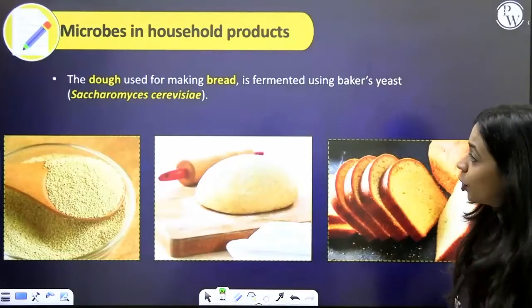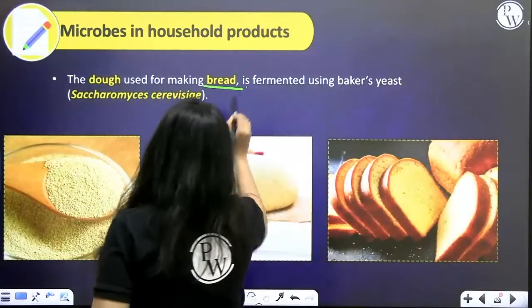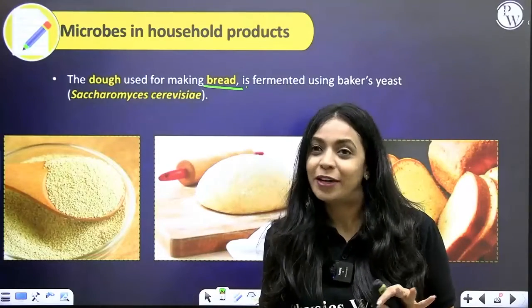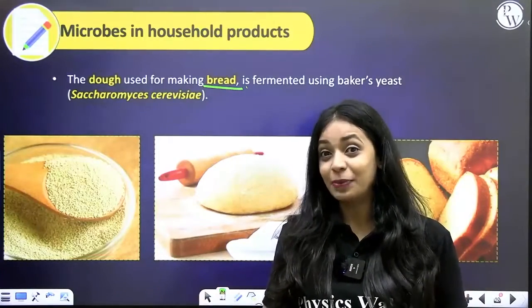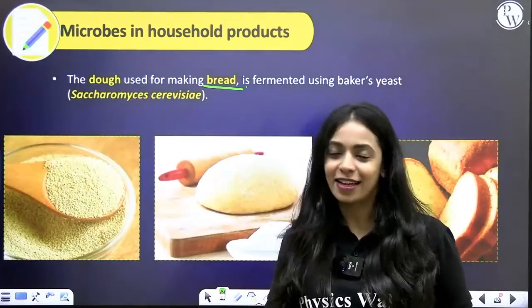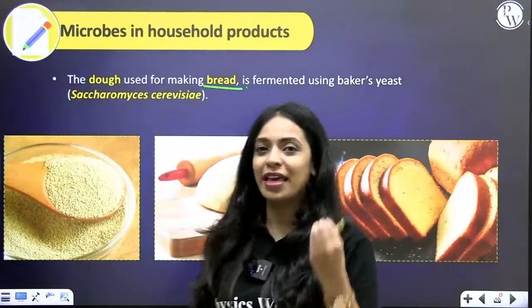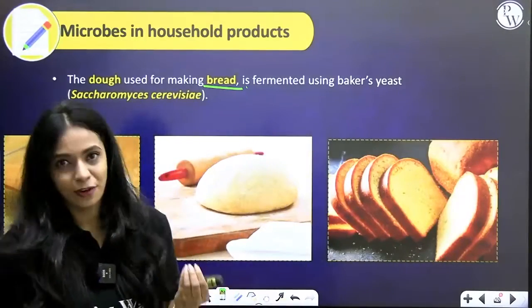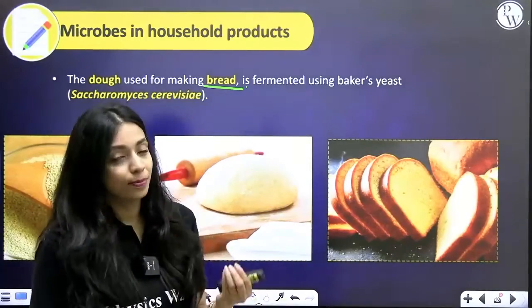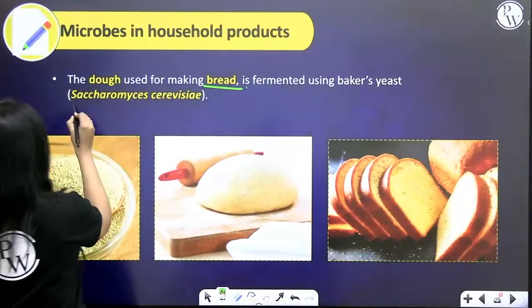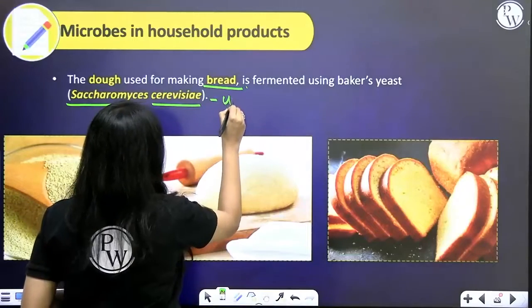So let's also talk about bread. I think all the Gen Z kids don't eat dosas and idlis as much as they eat burgers and pizzas and cakes and all of that. The dough that is used for making bread also gets made by fermentation. Over here, the microbe that is used is a yeast, called Saccharomyces cerevisiae. This is a unicellular fungus.